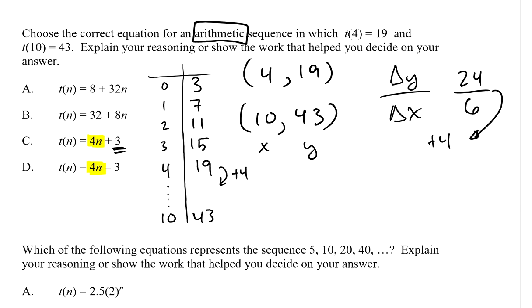Now also, at this point, because I'm kind of suspicious that it's either C or D, another way I could verify which one is which is I could just plug in my 2 points and see which equation makes both of them true. But at this point, I do know that the answer is C. I'm increasing by 4 each time, and I have a zeroth term of 3.